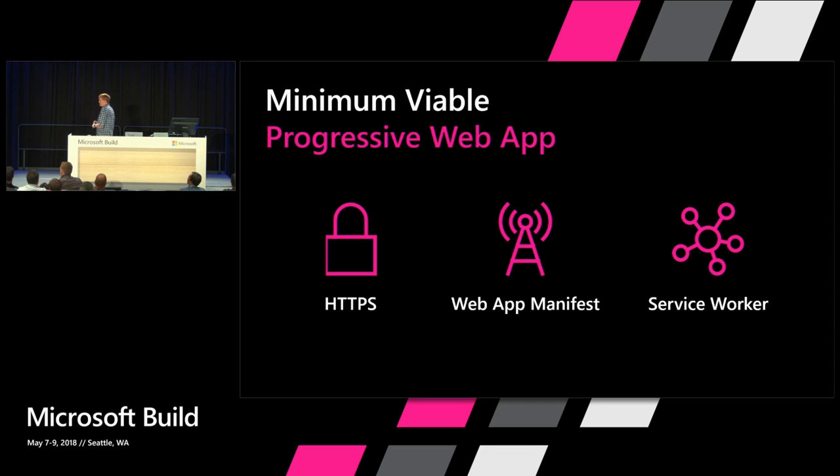You have to be secure for service workers to work. To be a progressive web app in the store, you need to be HTTPS. It's a promise we've made to our users that our apps are secure. So if we're going to list your PWA in the store, we want to make sure that it adheres to that. The second thing is a web app manifest.